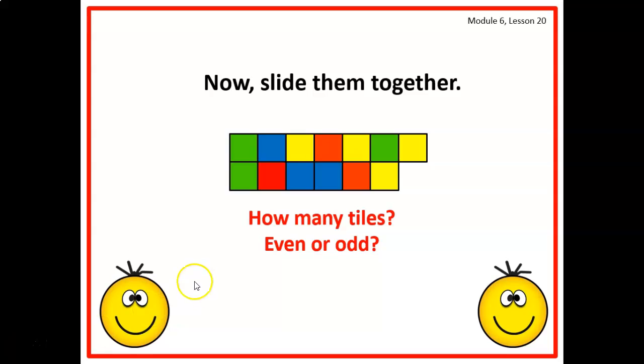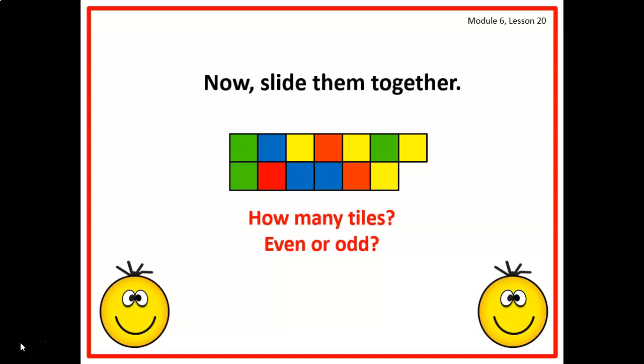Yes, 13 tiles, boys and girls. Watch. 1, 2, 3, 4, 5, 6, 7, 8, 9, 10, 11, 12, 13. Is the number 13 even or odd? Yes, odd. How do you know it's odd? Yes, boys and girls, look. There's a tile that doesn't have a partner, right?